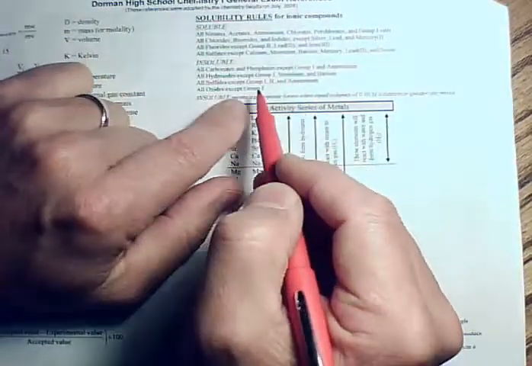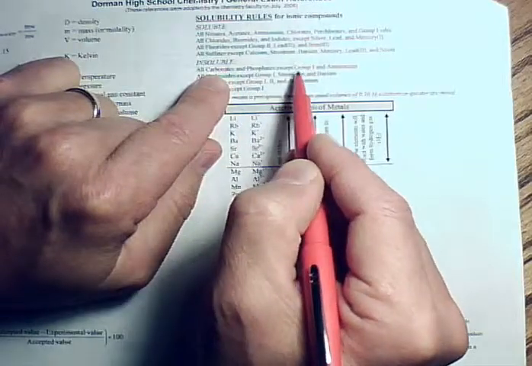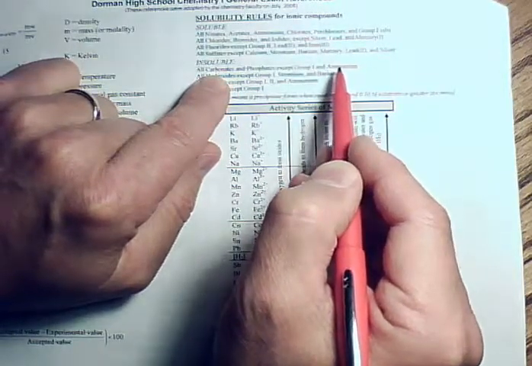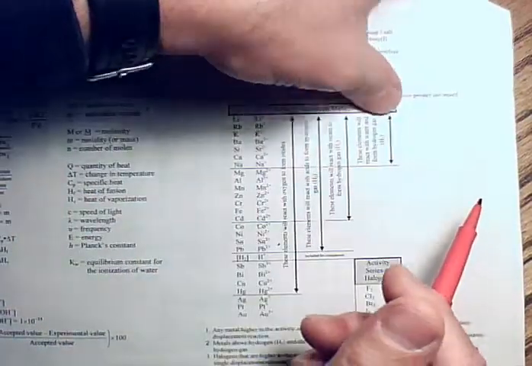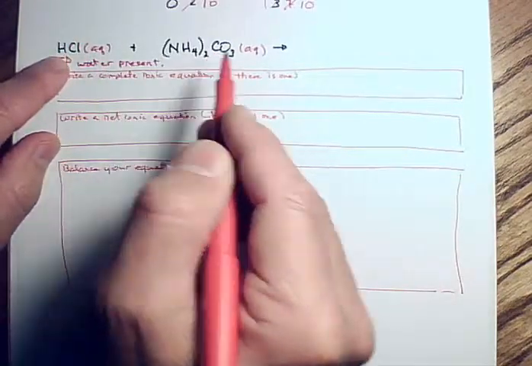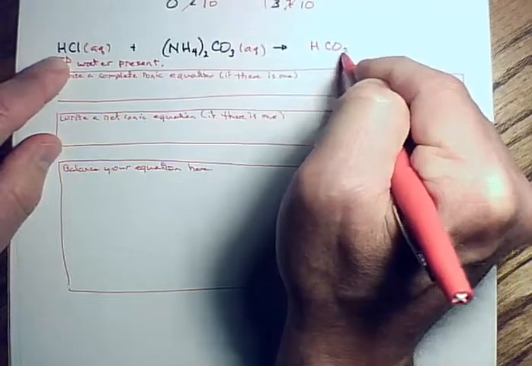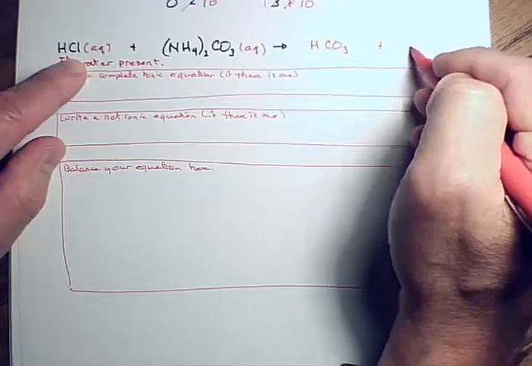So carbonate is on the list. Let's see, it's right down here. It says carbonates are insoluble except when they're bonded with group 1 and ammonium. So you've got to look at the exceptions. That's really critical. All right? So hydrogen's going to go with the CO3, the carbonate, and ammonium is going to go with the Cl, the chloride.